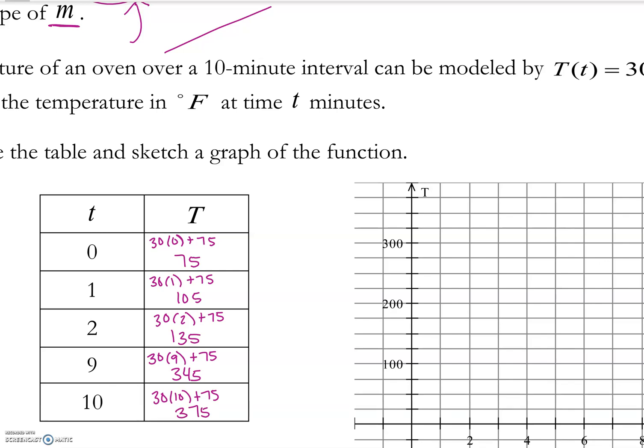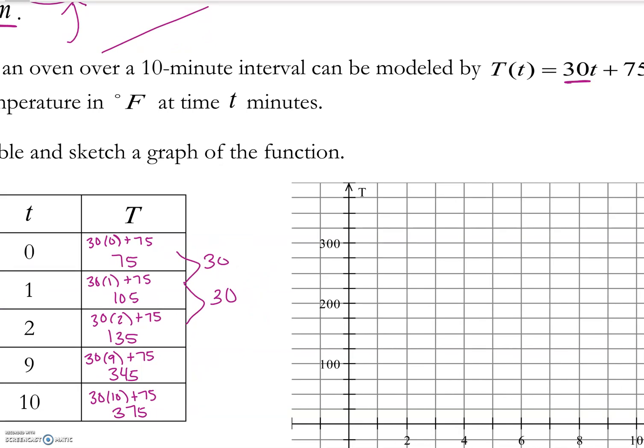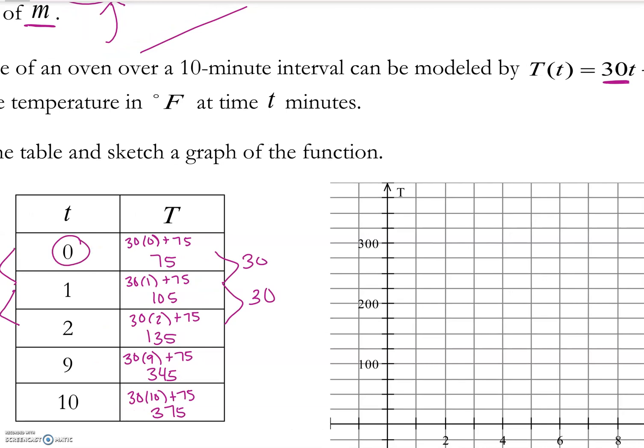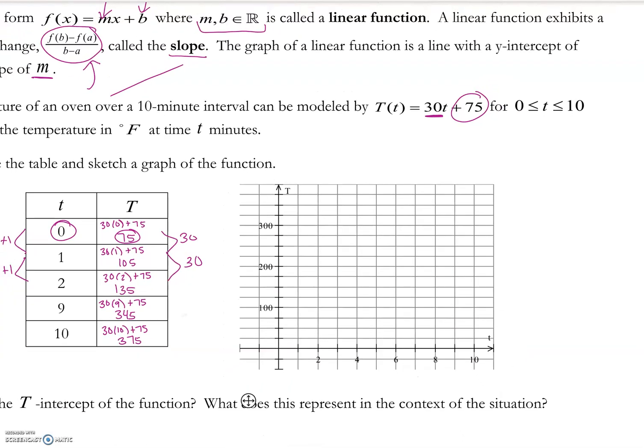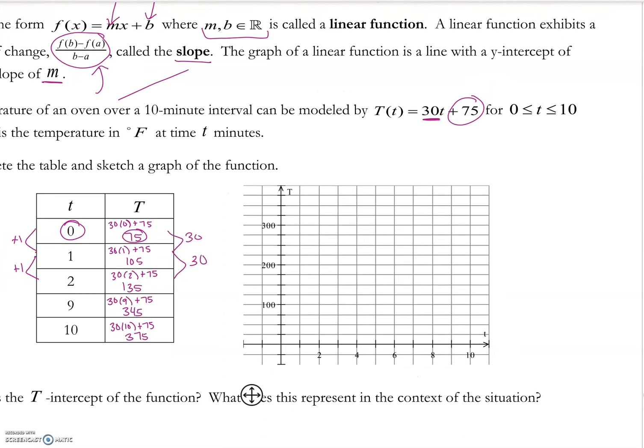Notice here on your table, every time the time goes up by 1 minute, the temperature of the oven goes up by 30 degrees, which we can also see in our equation is our slope. Additionally, when time is 0 minutes, the temperature of the oven is 75 degrees, which we see here is our y-intercept. So now that we have a table that represents this function, we can go ahead and graph our points.